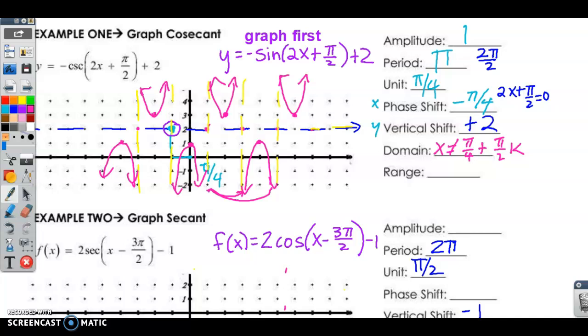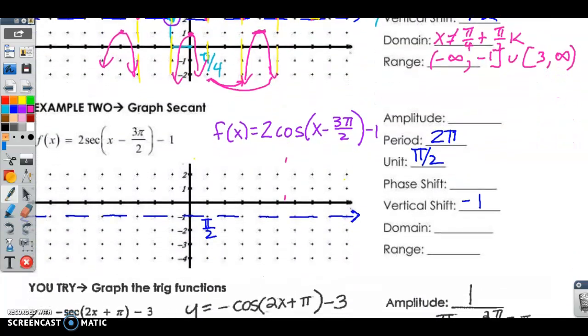And that's your domain. For the range, it has been separated, so we're going to have to do two intervals in union with each other. So negative infinity up to and including that negative 1, right? So negative 1 in union with 3 to infinity. That's the range. All right, let's move on to secant.